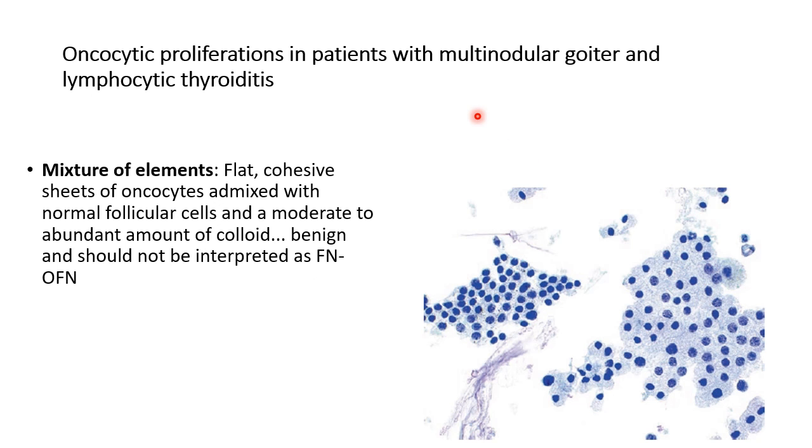Then there are certain scenarios where you can have oncocytic proliferations in multinodular goiter and also in lymphocytic thyroiditis. So if you have flat cohesive sheets of oncocytes, and you also have sheets of benign follicular epithelial cells in a background of abundant colloid, then this particular entity should be categorized as benign and it should not be called follicular neoplasm OFN.